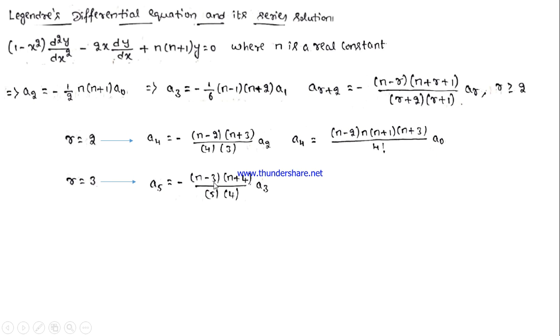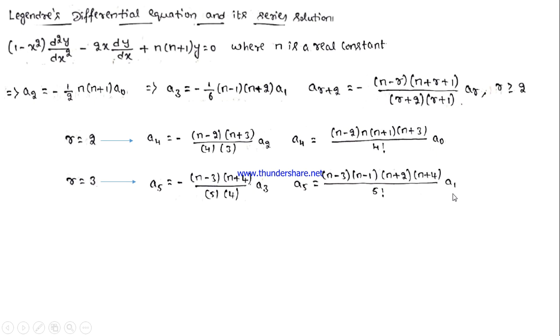So I will write in the same fashion again. N minus 3 is the least number, next n minus 1, n plus 2 into n plus 4 divided by 5 into 4 into 6 is what? 3 factorial, which means denominator is 5 factorial. 5 into 4 into 3 factorial, that is 5 factorial. So this expression into a1. You can note that a2, a4 both are found in terms of a0. a3 and a5 are found in terms of a1.